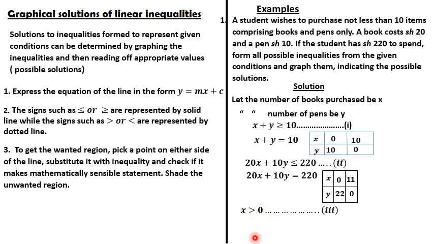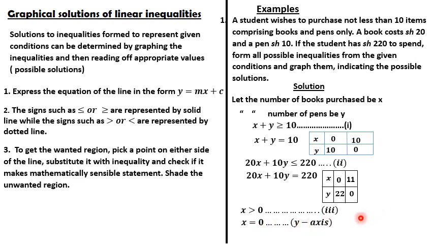Then maybe you can move this one to an equation, and then x becomes 0. This is the horizontal line. Sorry, this is the vertical line, the y-axis. So we now draw on the y-axis the line whose equation is x is equal to 0.